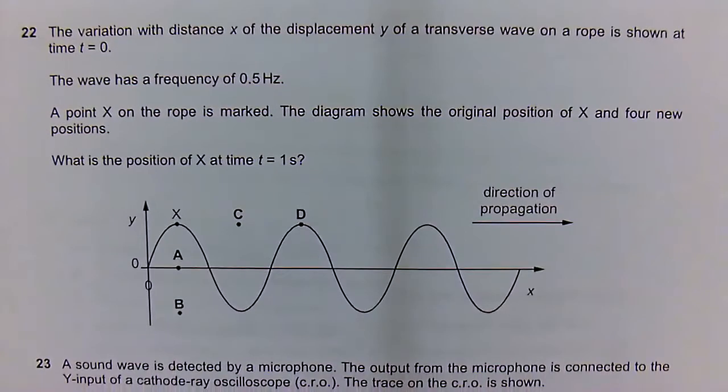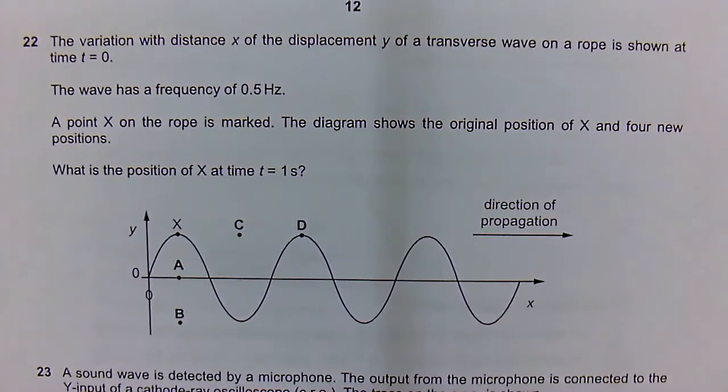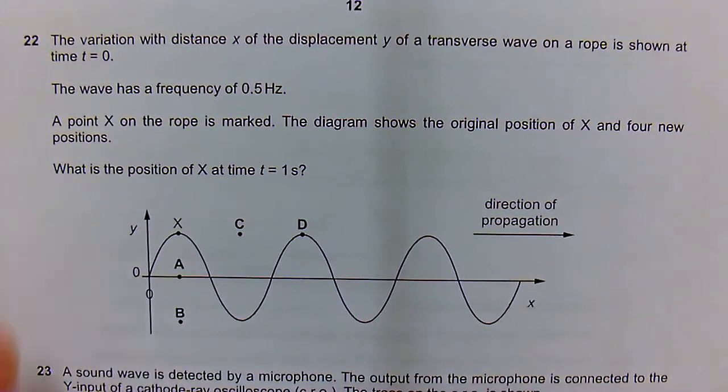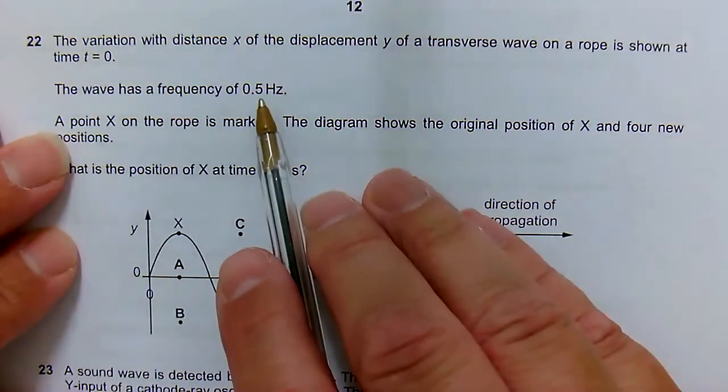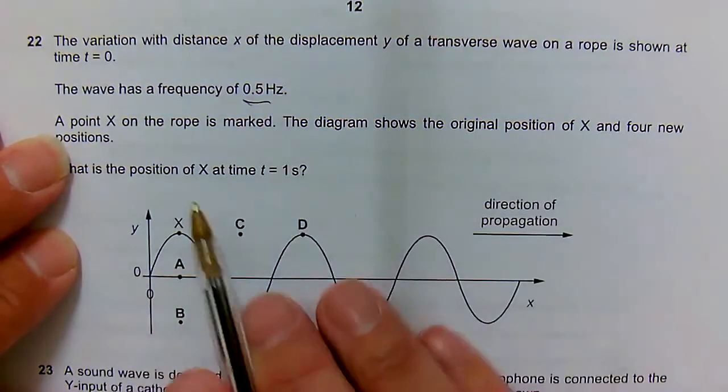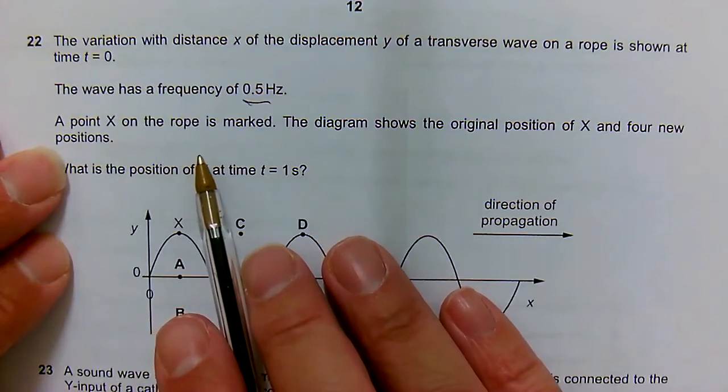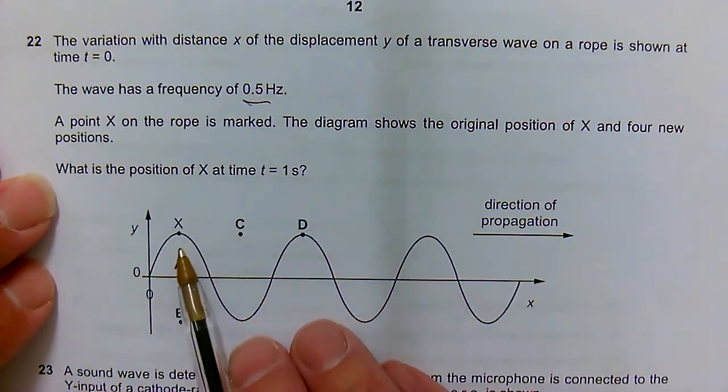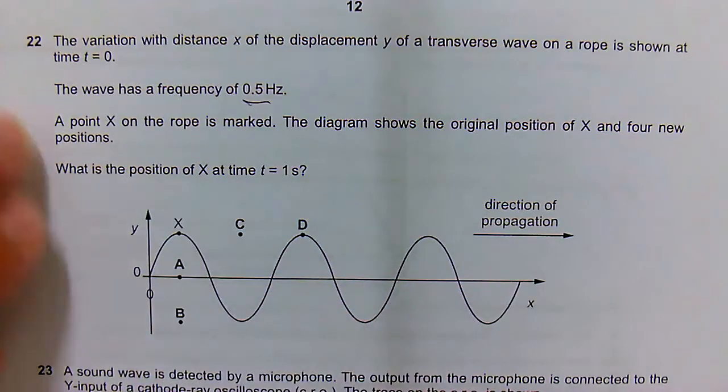Number 22. The variation of displacement with distance of a transverse wave on a rope is shown at time equals 0. You've got the frequency, 0.5 hertz. It's a displacement-position graph.